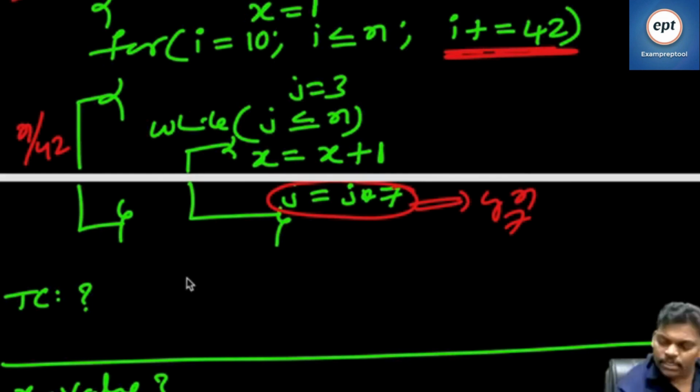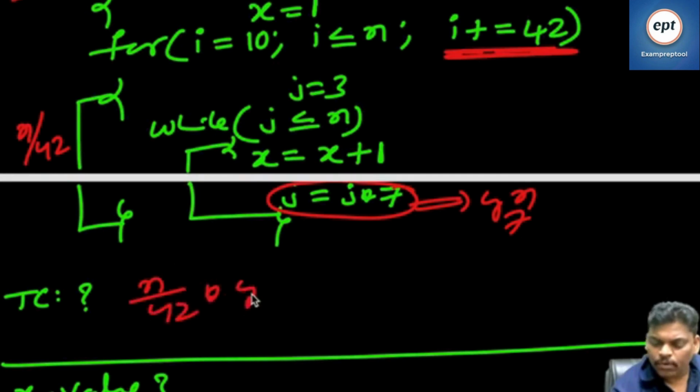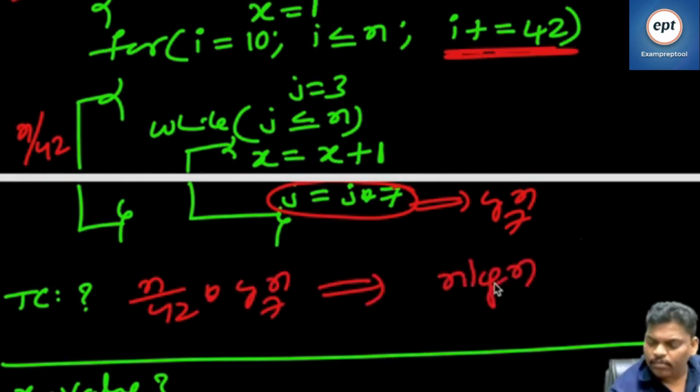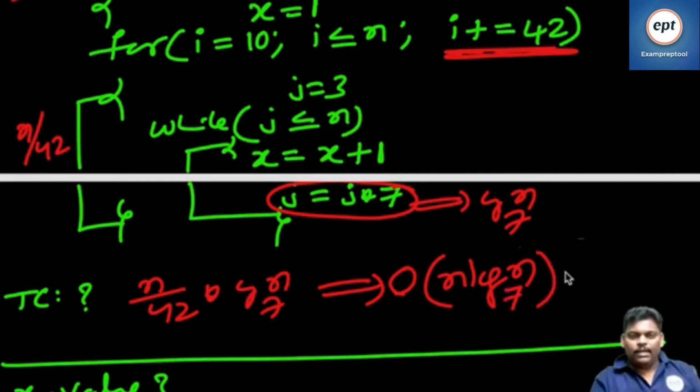So time complexity, because there is no dependency between I and j in the inner loop, is n by 42 into log n base 7, which, forgetting the constant, becomes n log n base 7. Time complexity became n log n base 7.